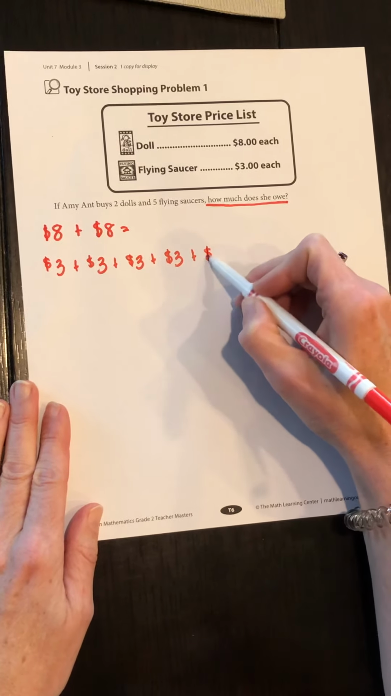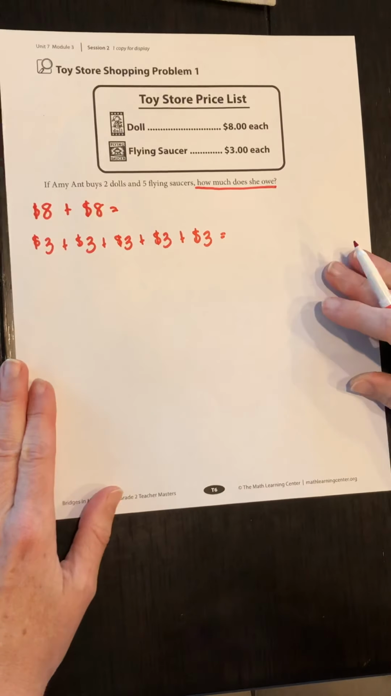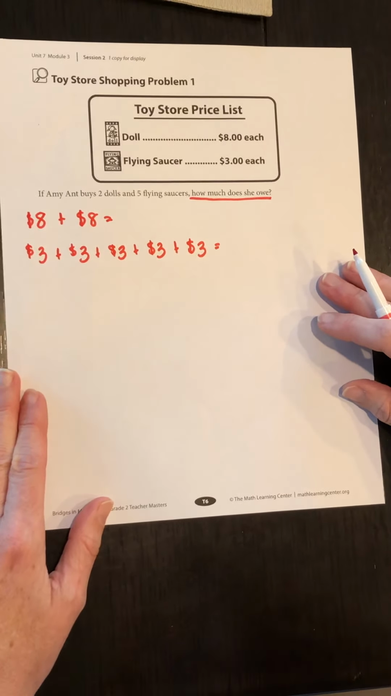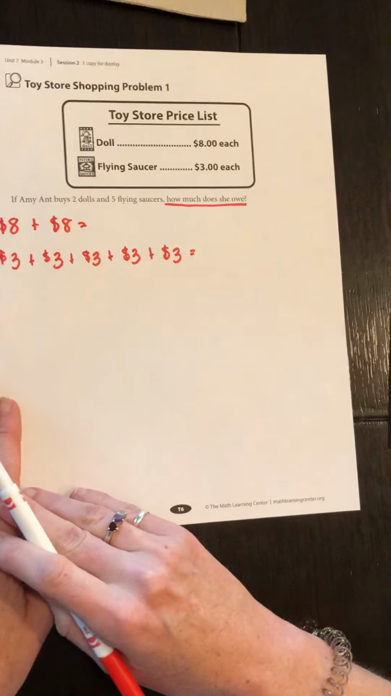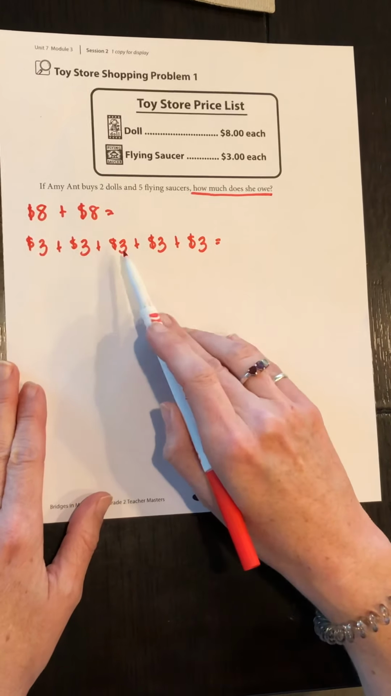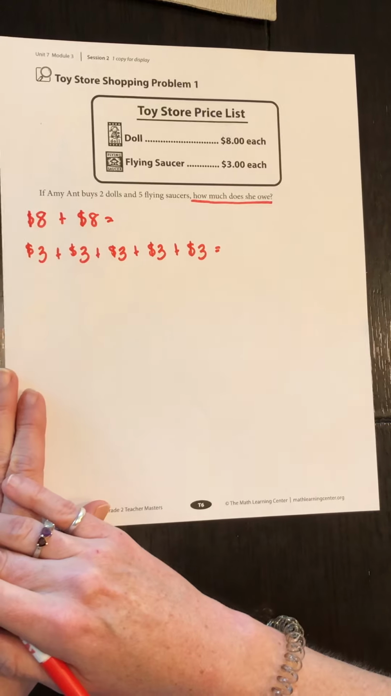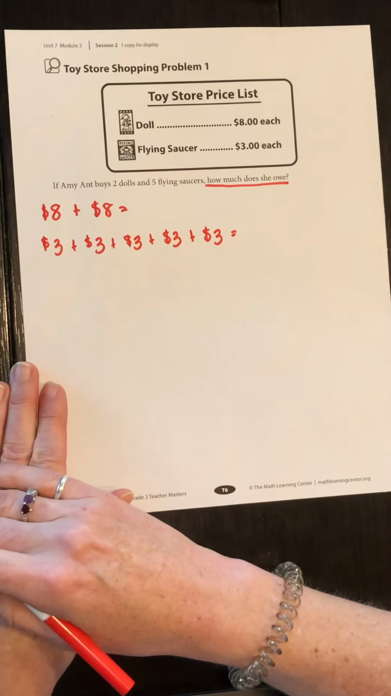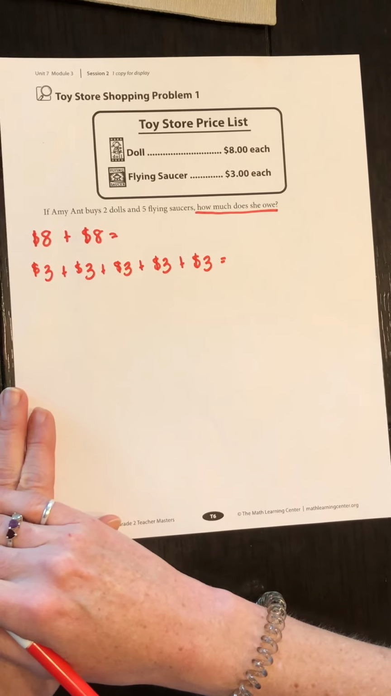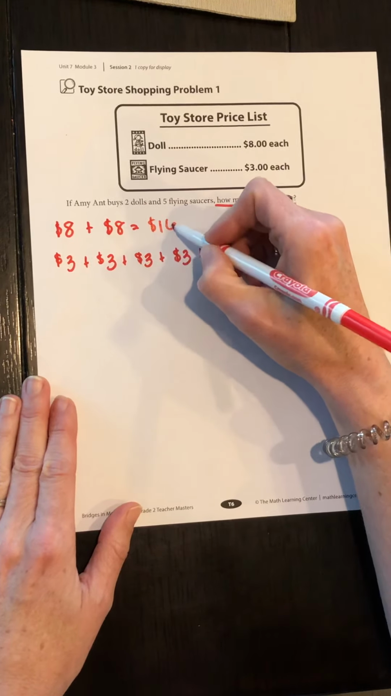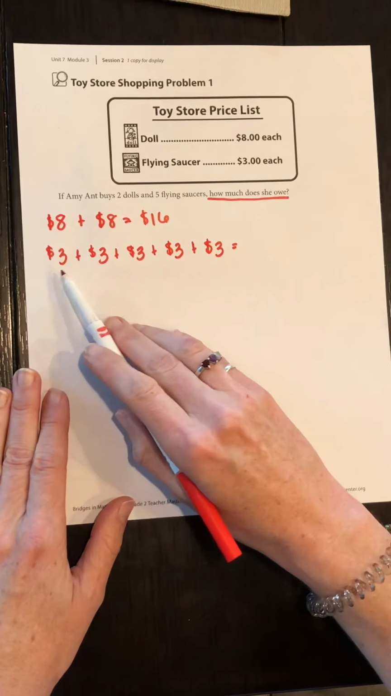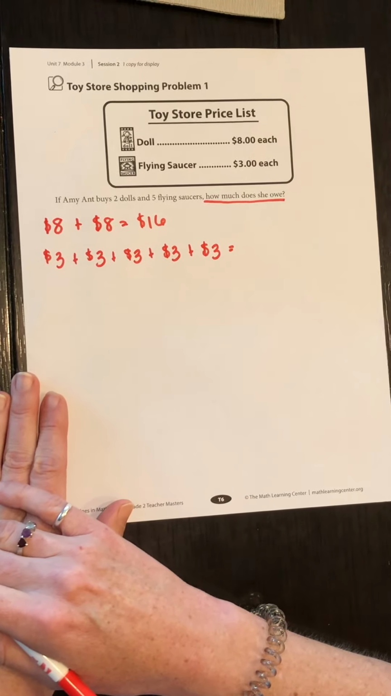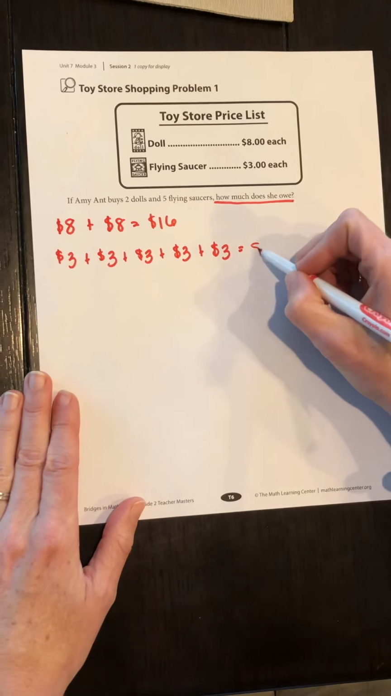Now we've been working on repeated addition that also helps us solve multiplication problems. So you can use either repeated addition or multiplication to find out what 8 plus 8 equals and what 3 plus 3 plus 3 plus 3 plus 3 equals. What does $8 plus $8 equal, boys and girls? That's right, $16. Now, what does $3 plus $3 plus $3 plus $3 plus $3 equal? I think you said $15.